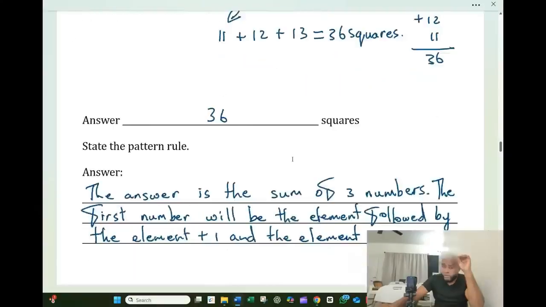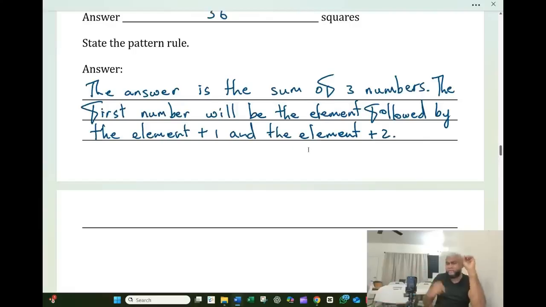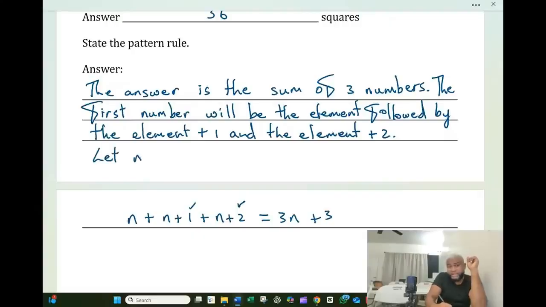So we're going down. So the pattern rule itself, right? If we call the first digit what? N, and then the next one will be n plus 1, followed by n plus 2, which can be written by how many n's we have? 3n, right? So it'll be 3n plus 1 and 2 is 3, right? Everybody good there? I should put in the middle here, let n be the number of elements.